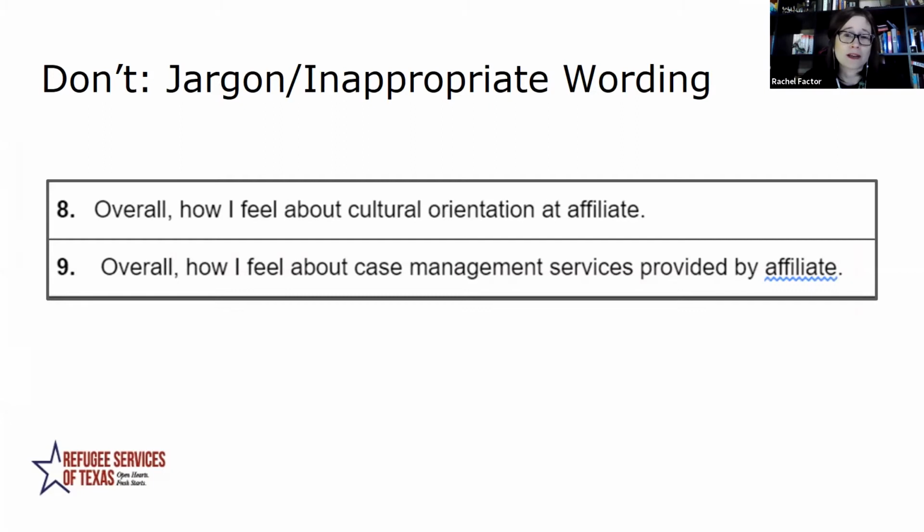Now, something that we may be guilty of in survey development coming from an organization administration is using jargon, which is specific words that are only specific to your field that someone who's outside of your field may not understand, or just inappropriate wording that your respondents may not be familiar with. So in this example, this is actually a refugee resettlement survey given by one of our national agencies. And they were trying to ask about how the participant felt about the services that they were provided.